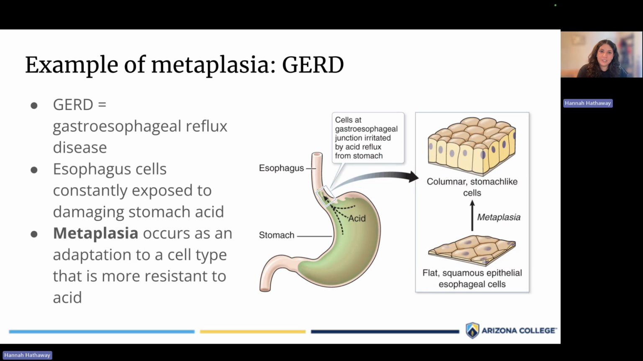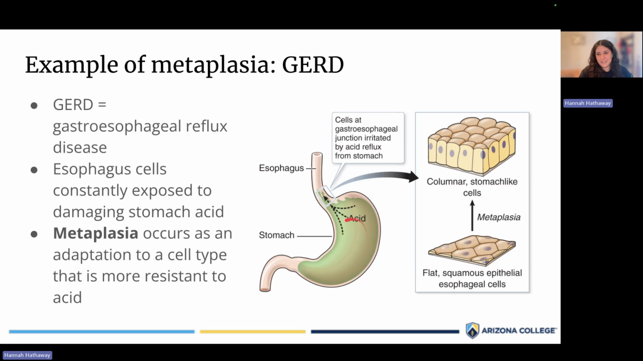Another example of metaplasia, this one is going to come up a couple times throughout the course, is GERD, which stands for gastroesophageal reflux disease. So this is when people have acid reflux, or in other words, heartburn, so acid coming up from the stomach and going into the esophagus.